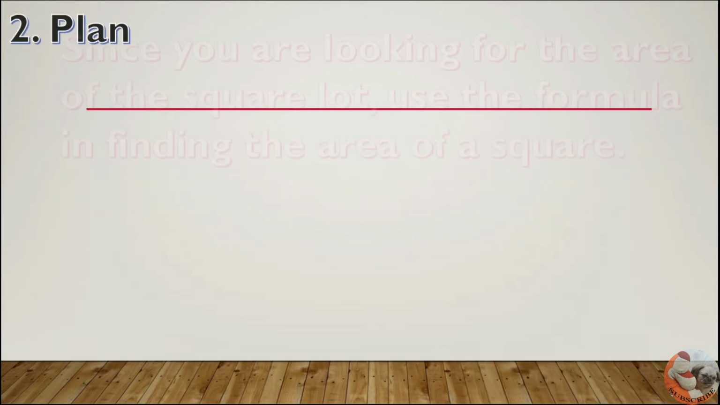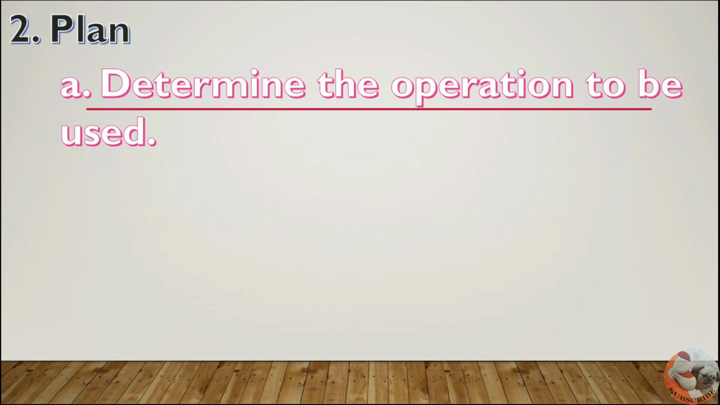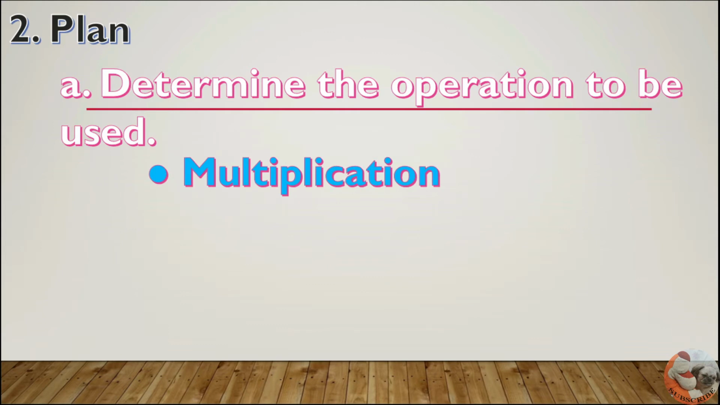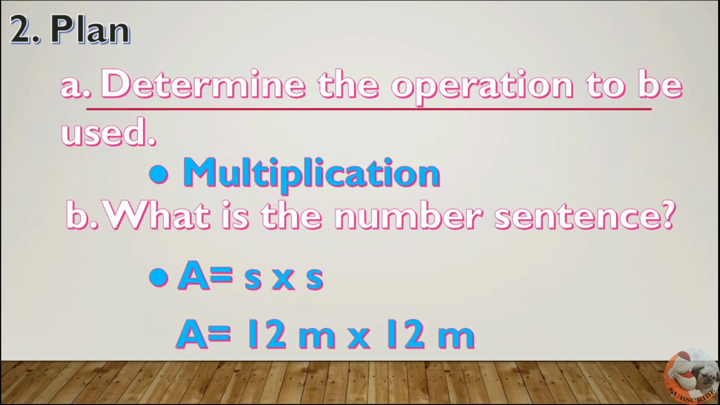Number 2, plan. Since you are looking for the area of the square lot, use the formula in finding the area of a square. The formula is A = S × S, or A = S squared. Determine the operation to be used. Here you are going to use multiplication. What is the number sentence? A = S × S, or A = 12 meters × 12 meters.